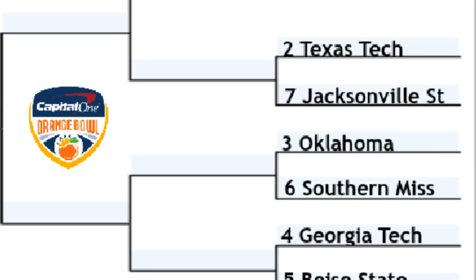The number 3 seed, the Oklahoma Sooners, number 11 in the college football playoff ranking, and one of the at-large teams. Then they would host number 6 Southern Miss Eagles, who would be the Sun Belt West leaders right now, slated to play James Madison in the Sun Belt championship game.